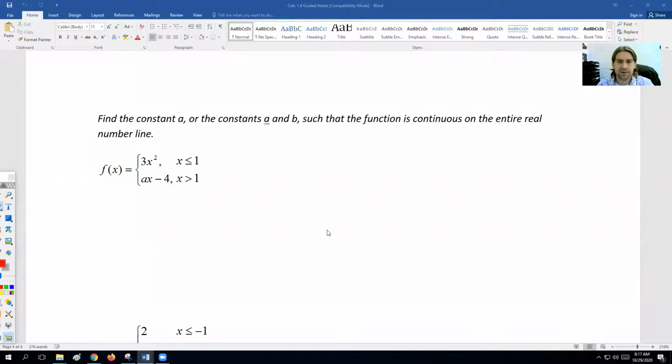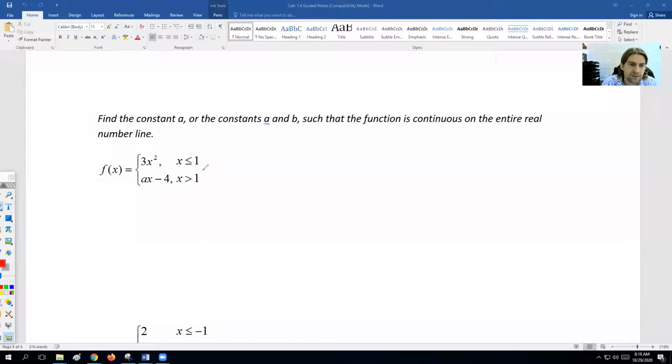I'm going to help you out with the last part of the 1.4 notes. Now what we're going to be doing is looking at piecewise functions, but we're going to try to evaluate missing numbers here to determine a continuous function. So if I have this equation here that we start out with, the piecewise function is 3x squared for any x less than 1. And then we have an equation that's ax minus 4 for any x bigger than 1.